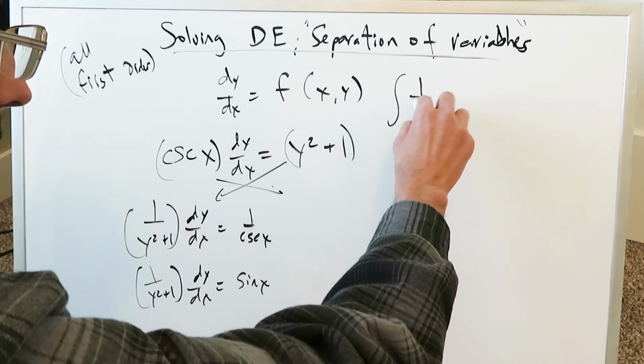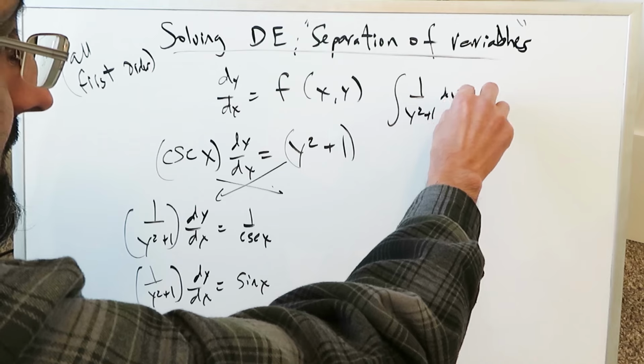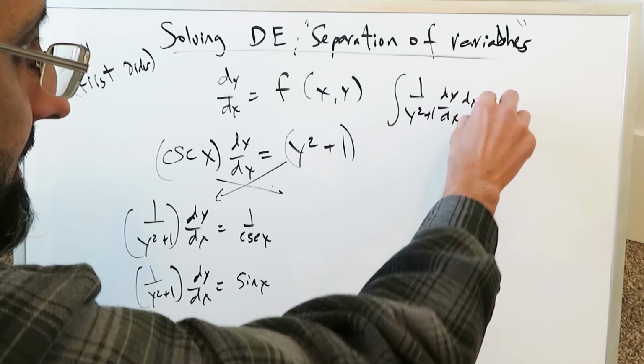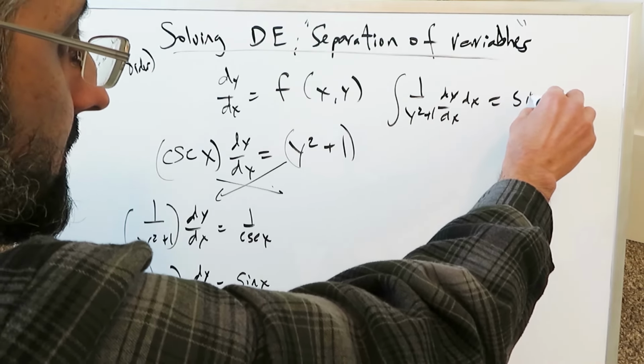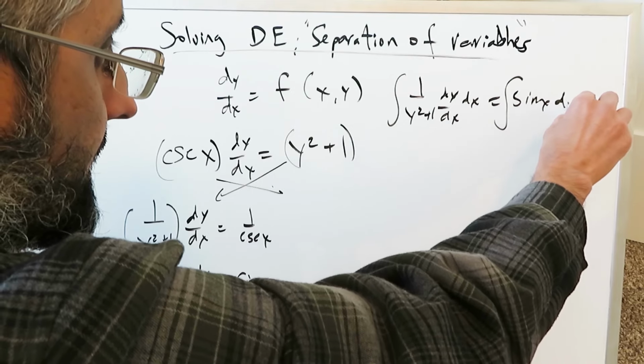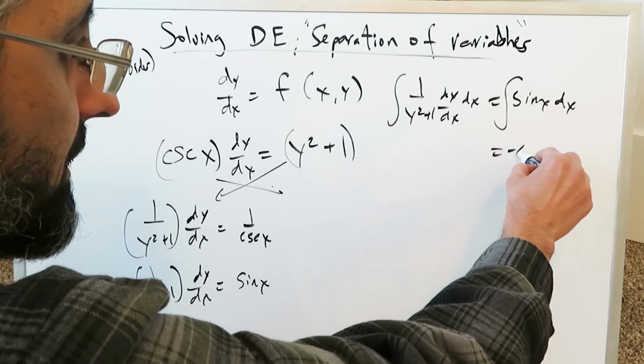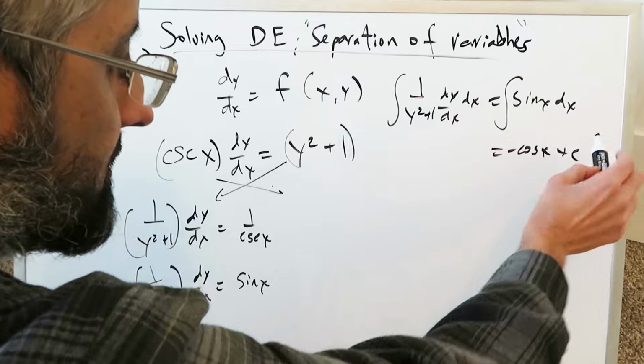You're looking at 1 over y squared plus 1 dy over dx, and then dx is equal to the integral of sine x dx. The integral of sine x is minus cosine x plus c. So that part is done.